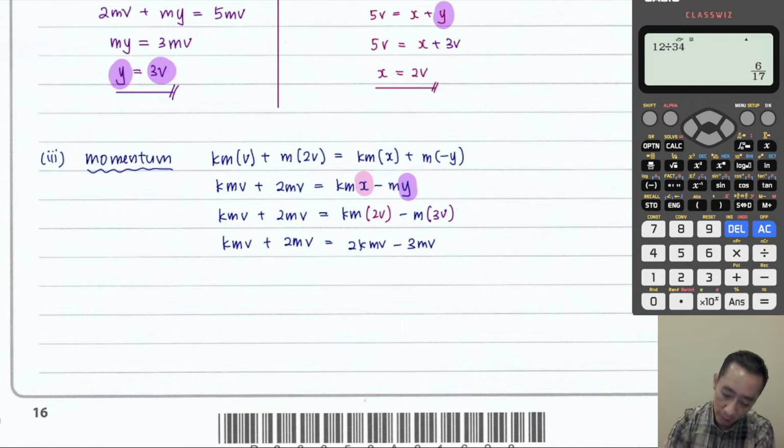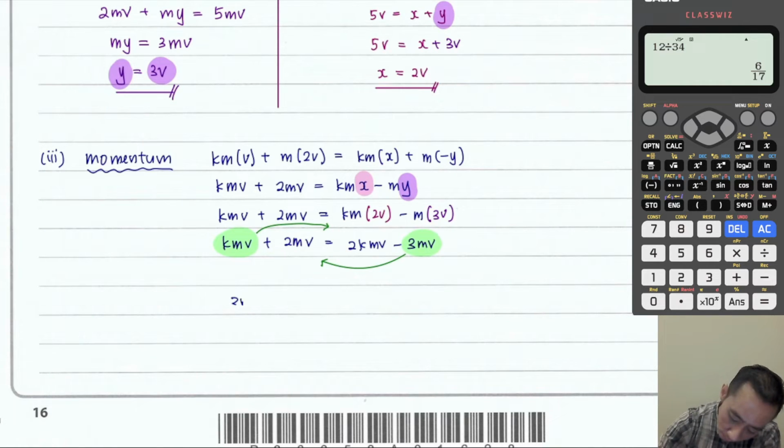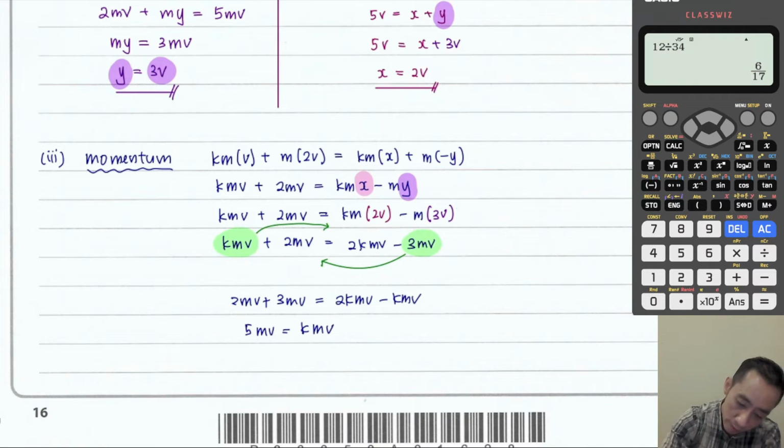I will try to put all the k terms together, so I will move this one over to the right, and this one I will move over to the left. So 2mv plus 3mv is equal to 2kmv minus kmv. So here I have 5mv equals kmv. The mv on both sides are the same, so they can cancel off. So what does it mean here? It means that k is equal to 5.